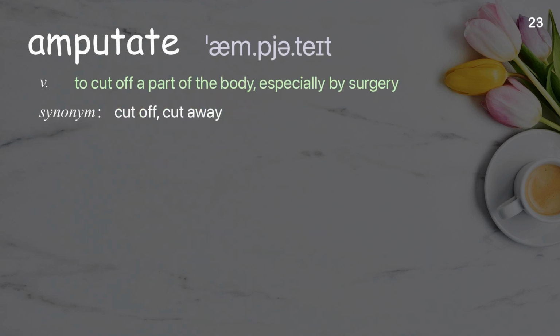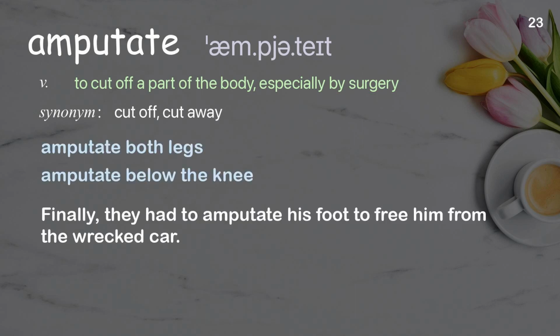Amputate. To cut off a part of the body, especially by surgery. Examples: Amputate both legs. Amputate below the knee. Finally, they had to amputate his foot to free him from the wrecked car.